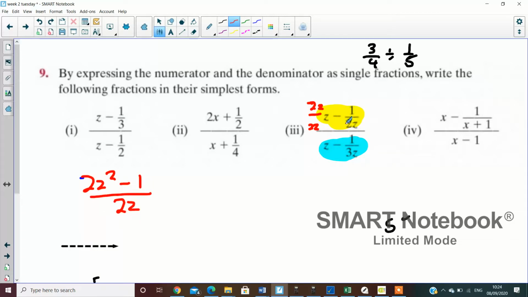Everybody okay with that? When you multiply by 2z top and bottom, you would have turned this into 2z squared over 2z. Okay, and then put it all into one fraction. What do you do with the blue section? Bottom by 3z and the top by 3z, and what do you get then? 3z squared minus 1 all over 3z. Is that okay? What's the next step then?